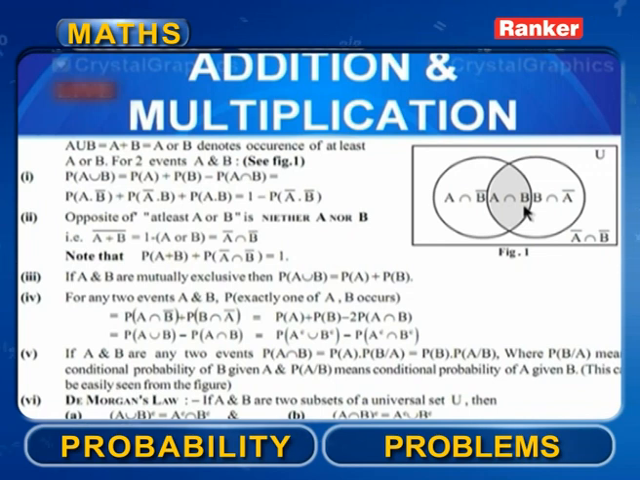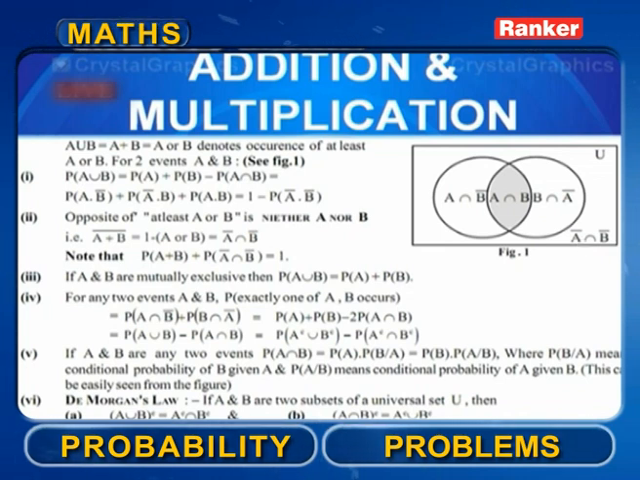Venn diagrams. You can see that Venn diagram, and whatever is required, you can get it through the Venn diagram. You can easily understand through the Venn diagram. Please see A bar intersection B bar there. What is A bar intersection B bar? It means neither A occurs nor B occurs.